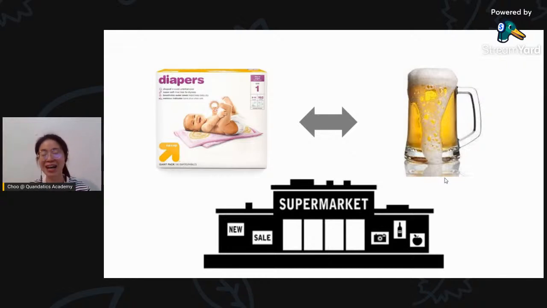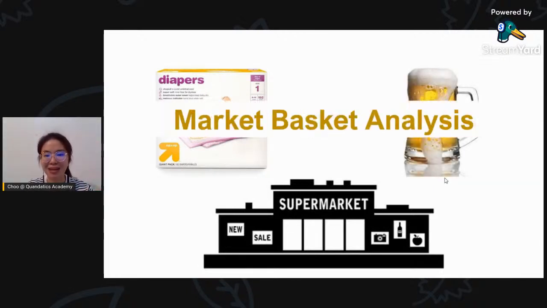Very near together. Why? Because they found out that a lot of people, whenever they buy diapers, will buy beer. If I put it in a separate place, when the husband goes to purchase the diapers, he might miss the beer section. That's why I put these two things near together. When the husband purchases the diapers, he can also purchase the beer. So this technique we call market basket analysis.